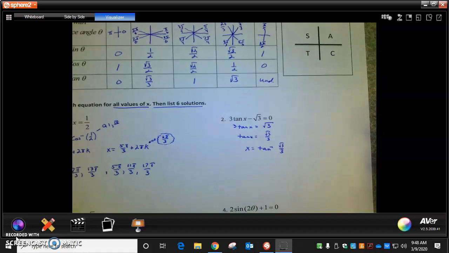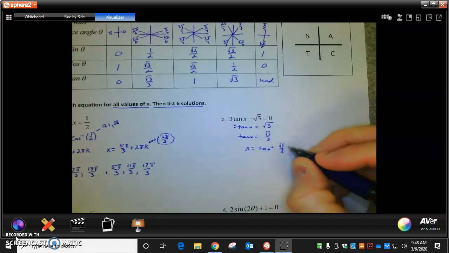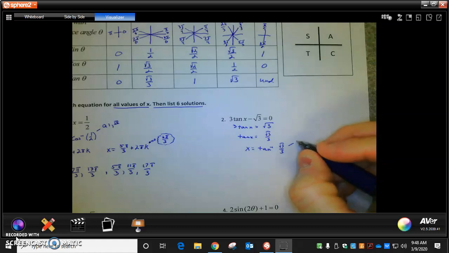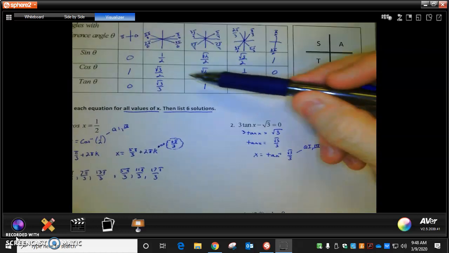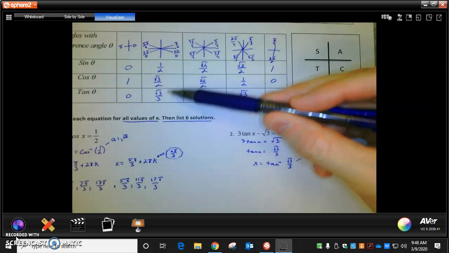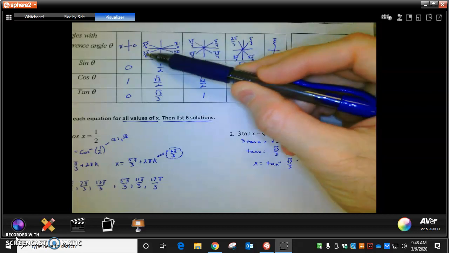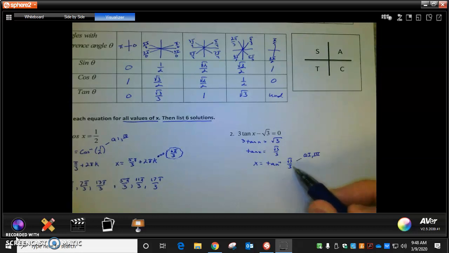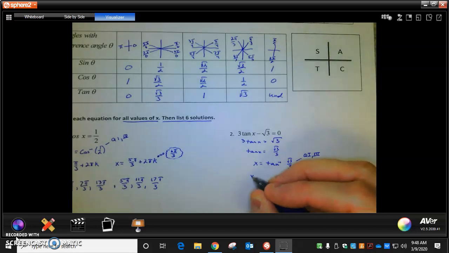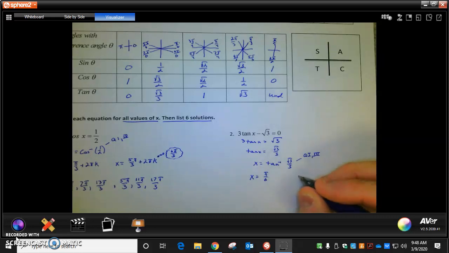And now I'm going to look at my chart. This is a positive ratio. Tangent is positive in quadrants 1 and 3. So here's radical 3 over 3, and pi over 6 and 7 pi over 6 are the 2 angles that have positive tangent values of radical 3 over 3. So x equals pi over 6. I'm going to leave a space for a second. Don't write anything there. And x equals 7 pi over 6.